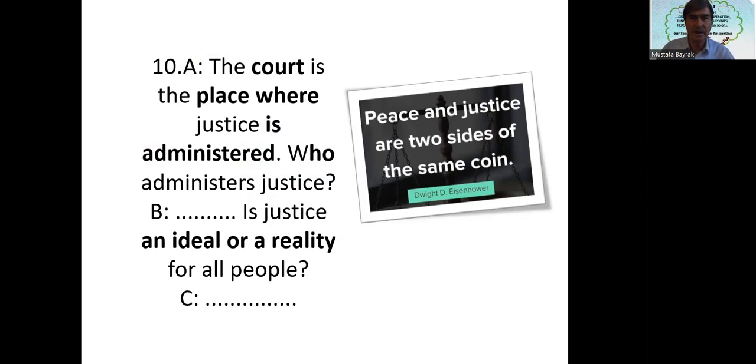The court is the place where justice is administered. Yes, the court is the place where justice is distributed. Also possible is administered. Who administers justice, especially the judge and the jury? Of course, the police force also administers justice. Okay. Is justice an ideal or a reality for all people? Yes, it's an ideal that should be realized. I think I can answer like this: justice is an ideal that should be realized, actualized. We need it. Every single one of us needs justice.